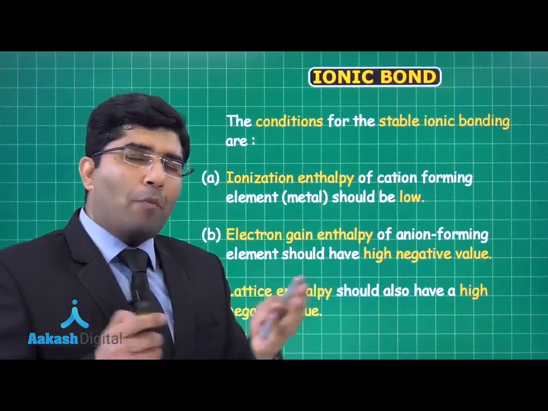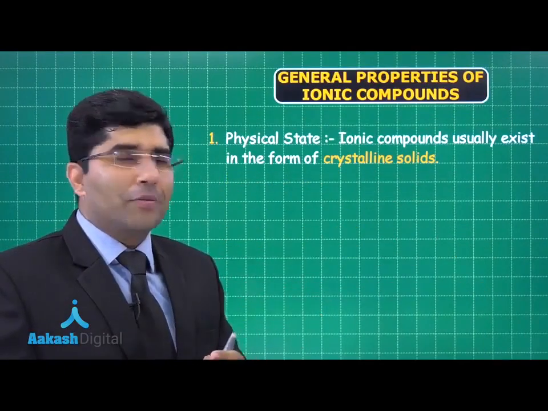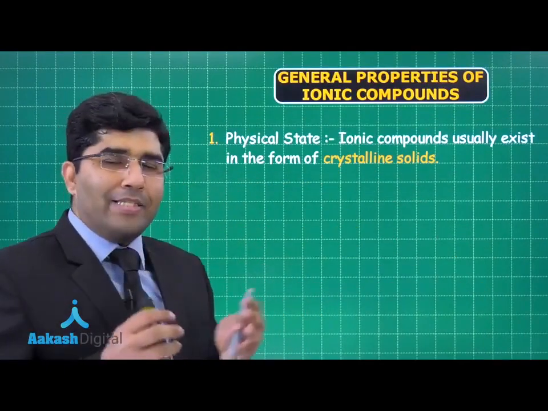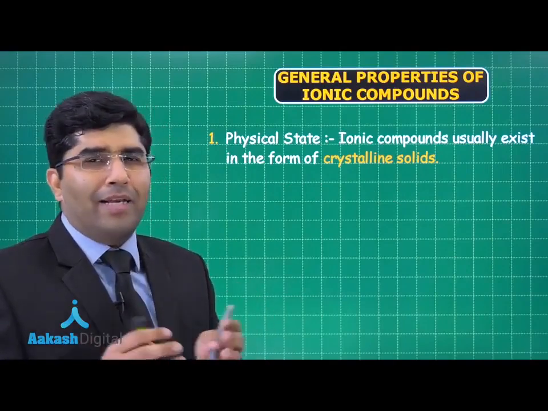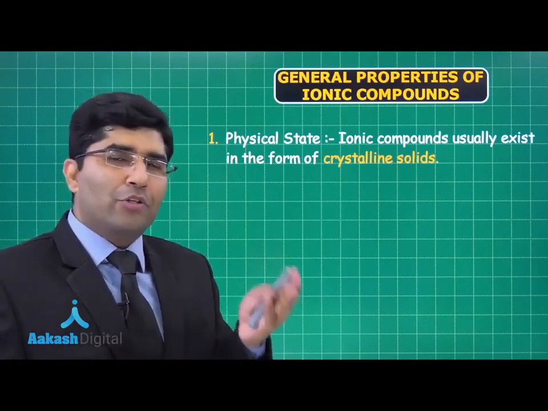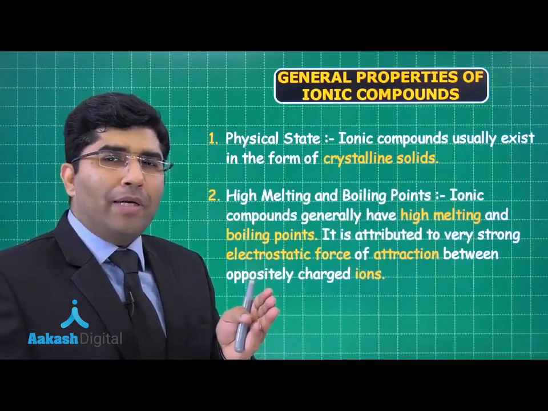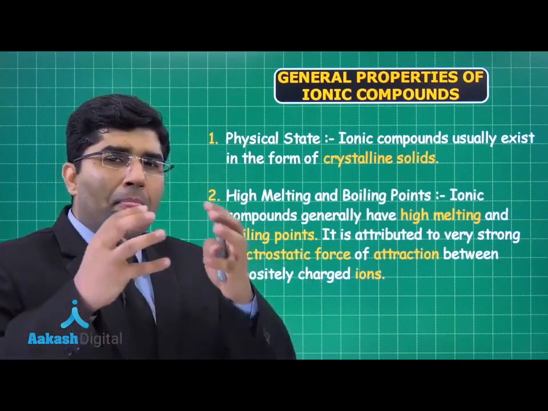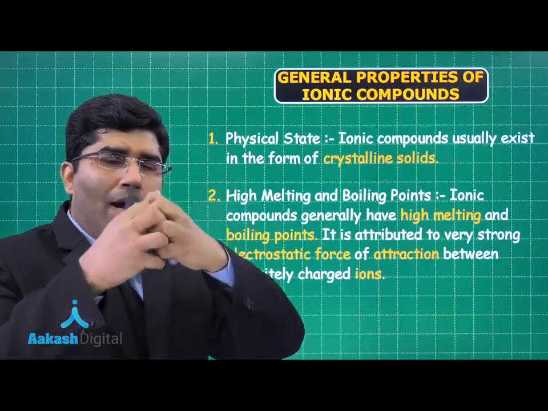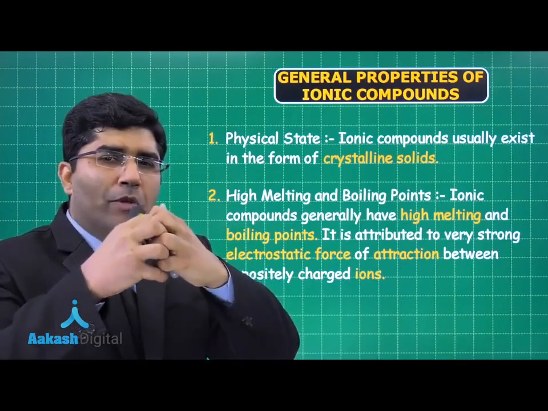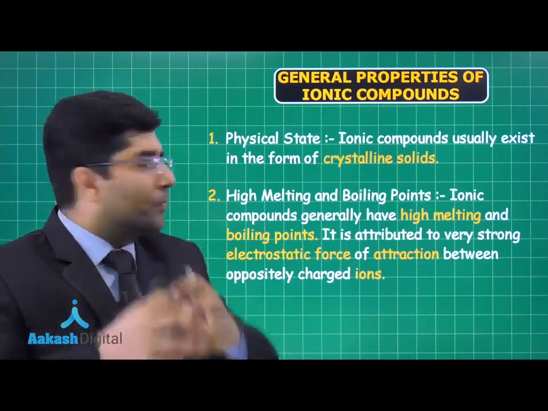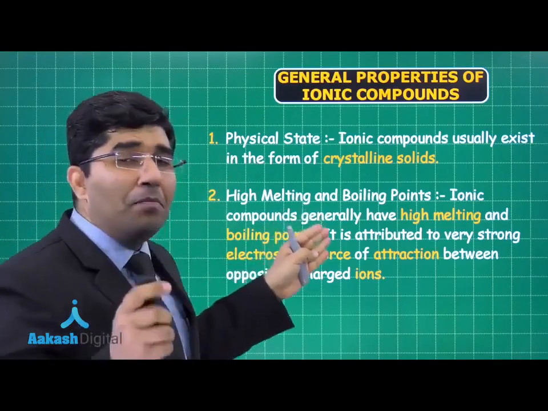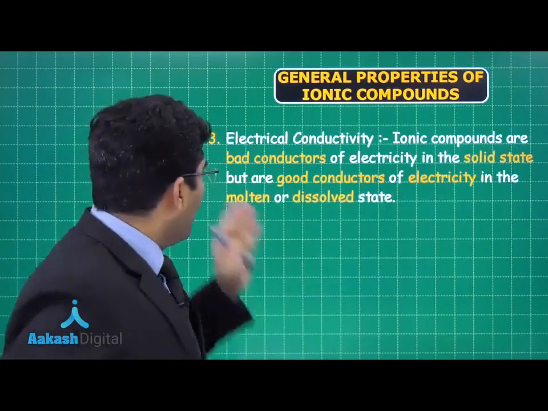Let's discuss the properties of ionic solids. The first one, physical state. Ionic compounds are crystalline in nature. They are solid. The second property is high melting and boiling point. This is due to the high electrostatic force between cation and anion. That's why they have high melting and boiling points.